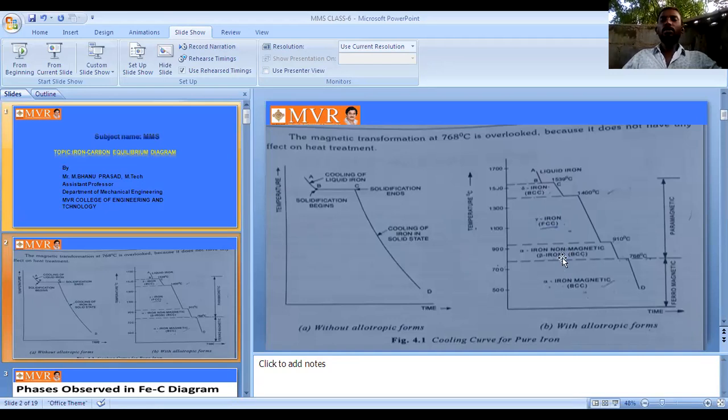So that is BCC, FCC, BCC. So it is a magnetic one, a non-magnetic one. Ferromagnetic: from 0 to 760 degrees centigrade onwards, the iron we can call ferromagnetic. From 760 degrees to 1700 degrees onwards, the iron is paramagnetic. So this is called the cooling curve of pure iron.